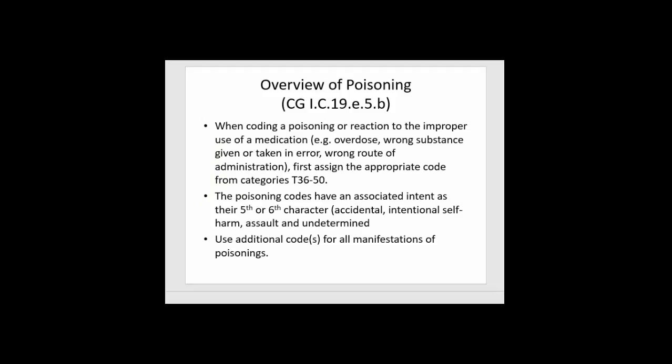When coding a poisoning or reaction to the improper use of a medication, that could be an overdose, the wrong substance given or taken in error, or the wrong route of administration, you're going to assign the appropriate code from categories T36 to T50. The poisoning codes have an associated intent as their 5th or 6th character. The associated intent is referring to whether it was accidental, intentionally meant to harm oneself or another person, or undetermined. Use additional codes for all manifestations of poisonings.